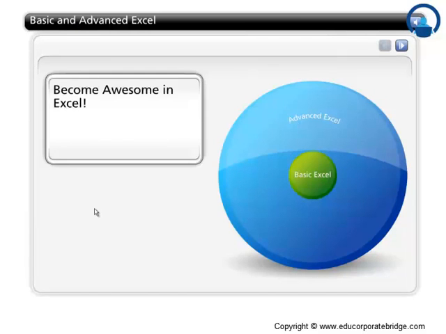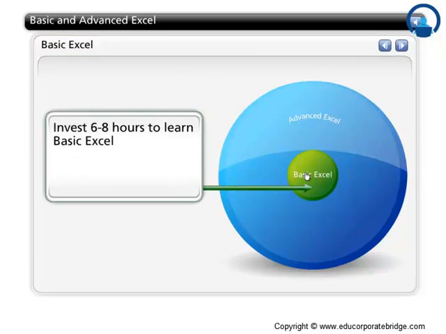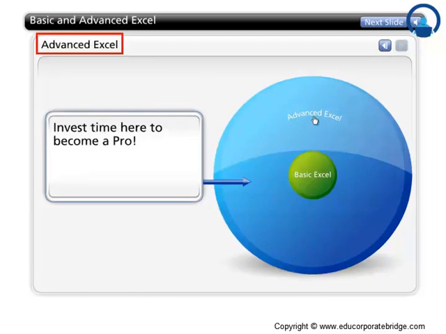The idea of this program is to make you awesome in Excel. The approach is very simple. It's basically a twofold approach. If you're really new to Excel, you must start with the Basic Excel module of ours, where you invest 6 to 8 hours learning basic Excel tools and techniques. We have discussed this using a case study format. Once you are very much familiar with basic Excel, move to the advanced Excel module of our course and invest time here to become a pro. Let us now see how we have taken this course in detail.